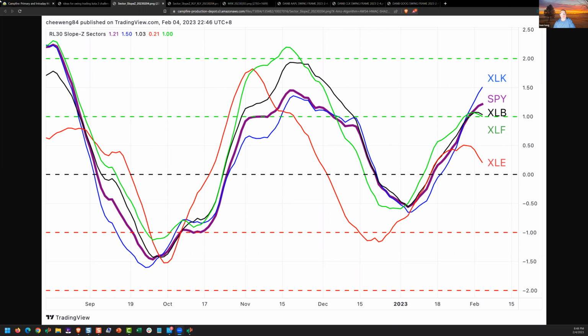So we'll start with Chi Wing Chong's review of the 30 period regression line slope, the Z score of key sectors in the market.